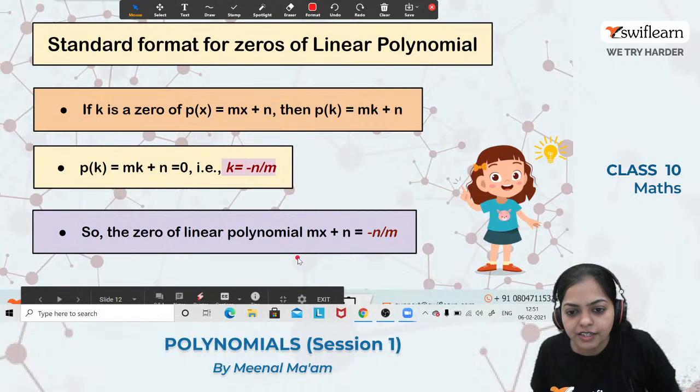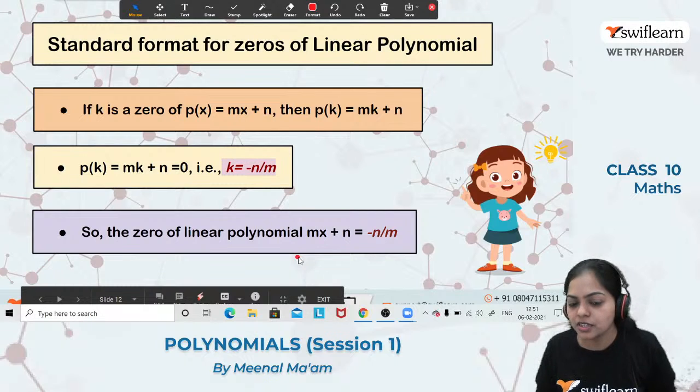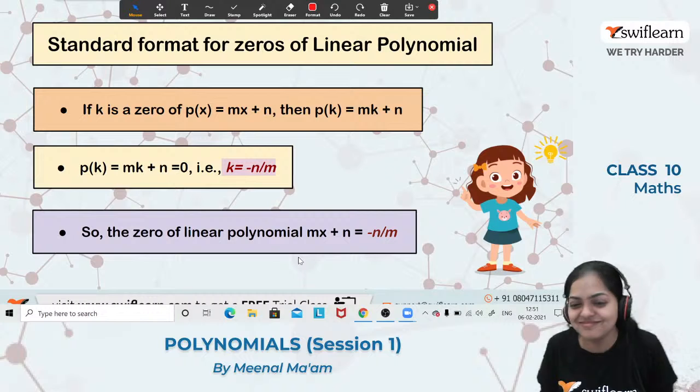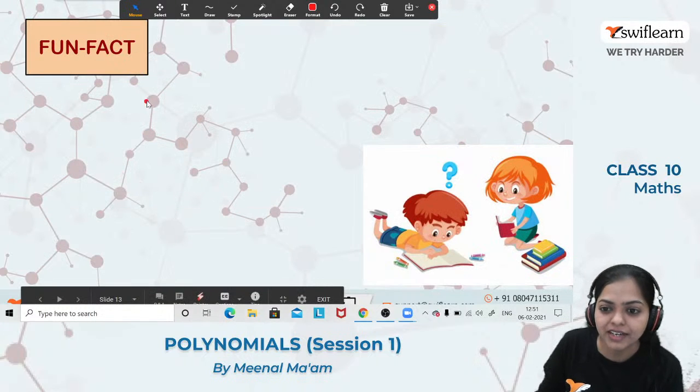Okay everyone. So till here, any problem, any doubt? किसी को कोई भी problem? किसी को कोई भी छोटा वाला मोटा वाला doubt? Okay, no doubt. Let's have a look at some facts.